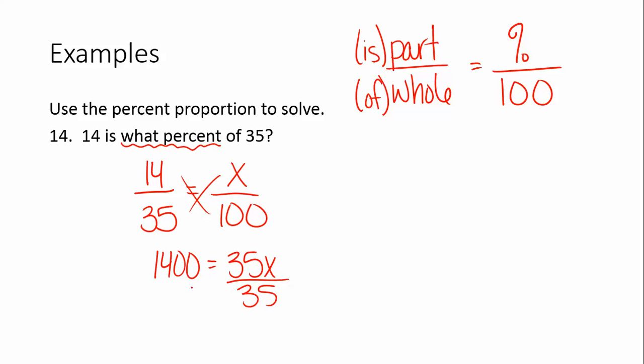We solve for x by dividing both sides by 35. So you want a calculator. 1400 divided by 35 is 40. So x equals 40. And remember, again, we want to find the percent, so make sure you put your percent symbol there. Basically, what this means is that 14 out of 35 would be 40%.